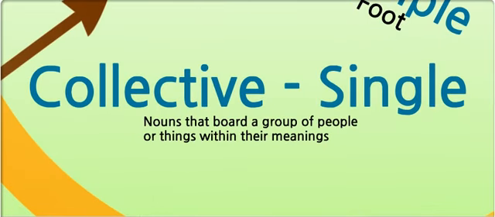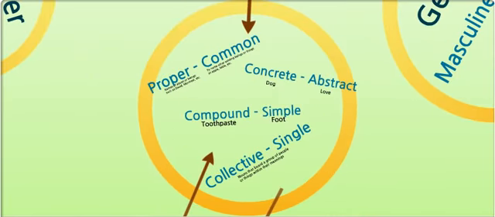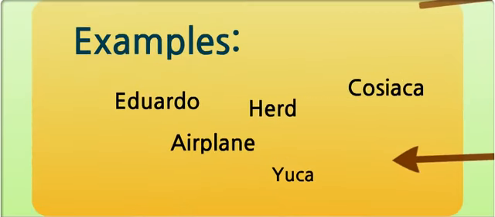Then we have collective and single nouns. Collective nouns are those that stand for a group, an amount of people or things. And single, the ones that only name or stand for one. So the categories stay the same in Spanish and in English. Here we're going to make some little examples. We have Eduardo, airplane, herd, yuca, and cosiac, which are nouns that we can put into those categories.